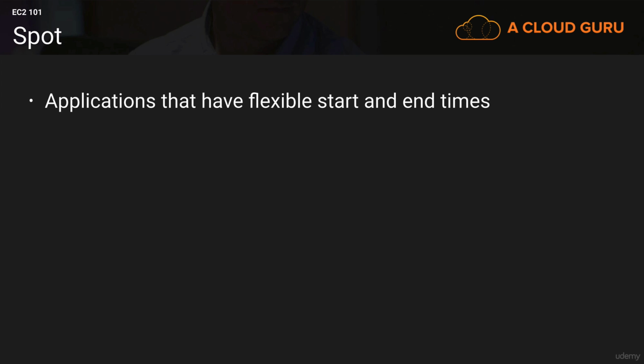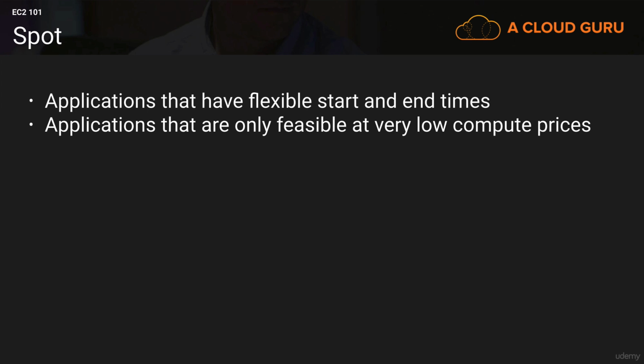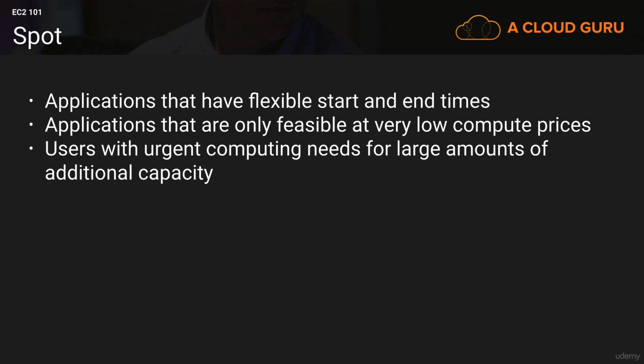So this is useful for applications that have flexible start and end times, and applications that are only feasible at very low compute prices. And there's a famous example if you go into the spot pricing section on Amazon's website and read through the case studies. Pharmaceutical companies use this all the time to do really large scale high performance compute. They'll use spot prices, and what would normally cost them $1 or $2 million might only cost them $30,000 or $40,000 because it's done at a time when there's not a huge demand for compute capacity.